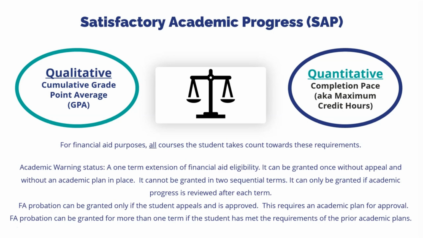FA probation: financial aid probation can be granted only if the student's appeal is approved. This requires an academic plan for approval. If you are a student who is unsatisfactory, you will have to complete a satisfactory academic progress appeal with your academic advisor.